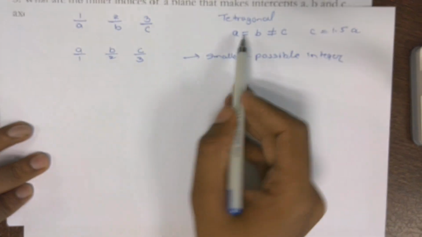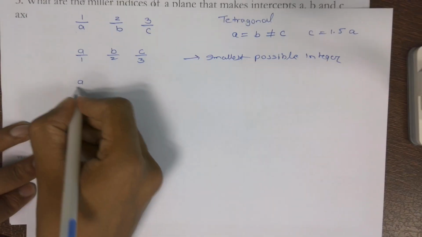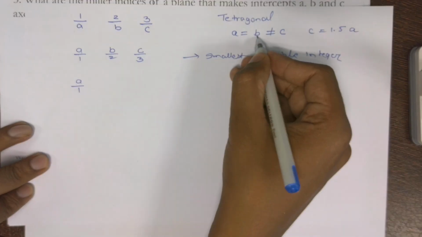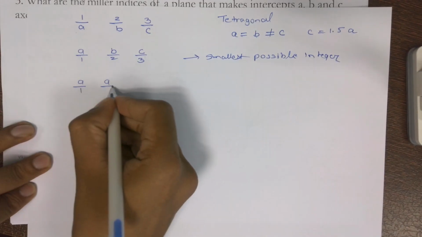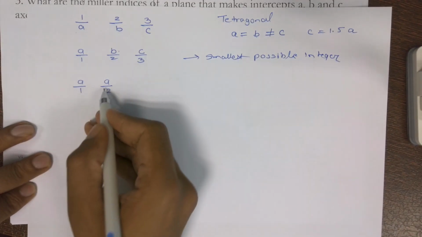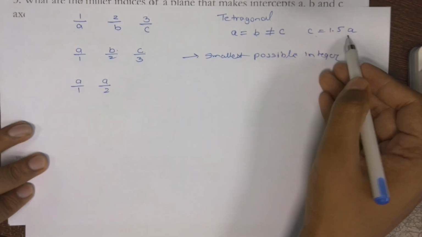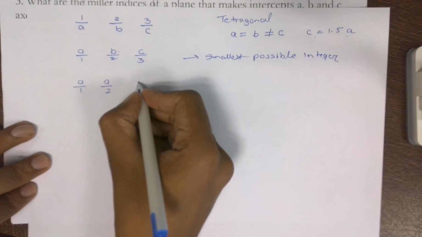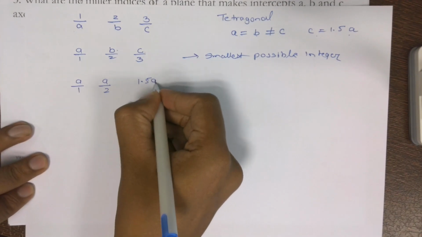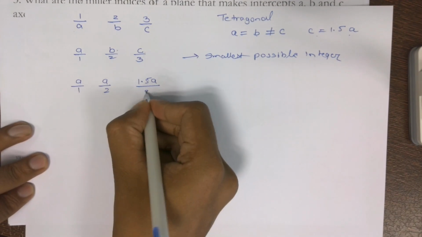Let's substitute their values. A divided by 1. B I can write as B is equal to A, so I will write A divided by 2. In the place of B I will write A. Now C I can write in terms of A, which is given to us. C is equal to 1.5 times A divided by 3.